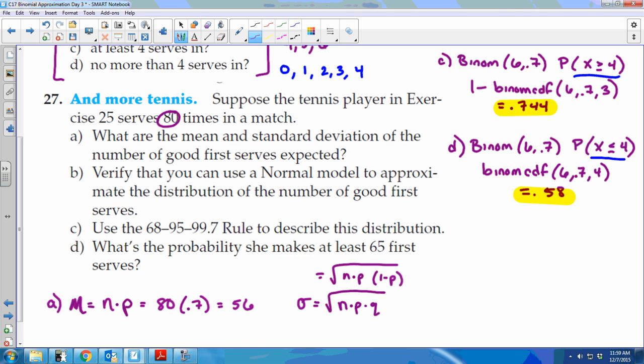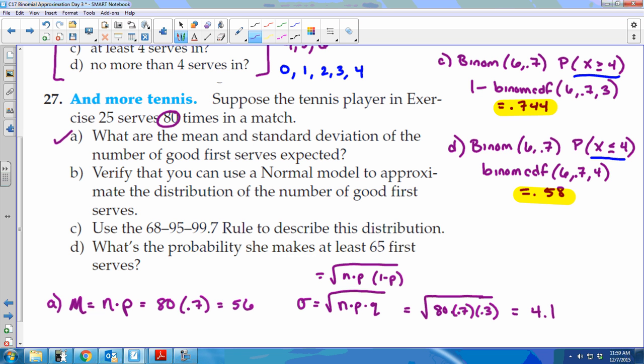All right. So if we're going to calculate that here, we have the square root of 80 times 0.7 times 0.3. It's just the complement of whatever P is. And if I remember that correctly from this morning, it's 4.1. People are checking this for me, I'm hoping. So, excellent.